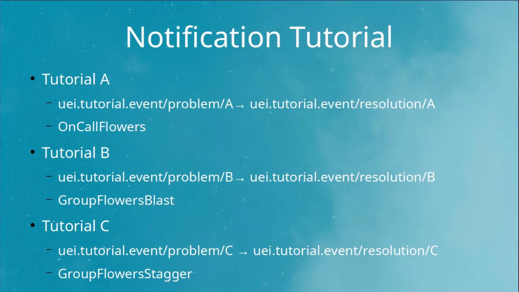Tutorial C will create a notification based on the reception of event UEI tutorial event /problem/C. Resolution is triggered by event UEI tutorial event /resolution/C. The destination path will be flowers stagger, meaning that all the flowers group members will get the email, but emails will be sent to those members at an interval and in alphabetical order. The tutorials will be resolved using either the resolving event or direct acknowledgement.